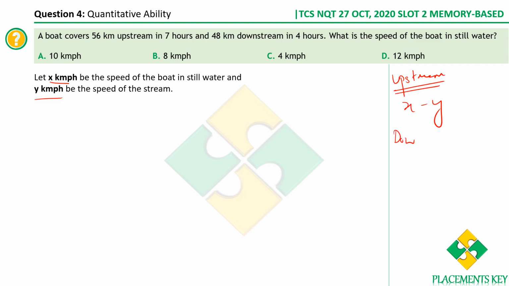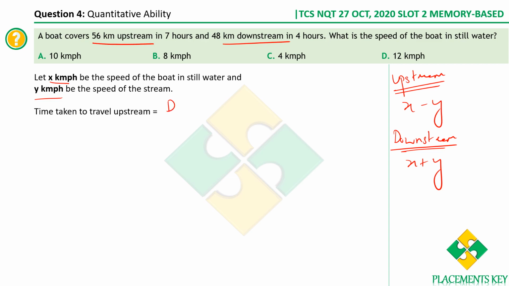Whereas if we take downstream, the speed of the boat downstream becomes x plus y, because the stream's direction and the direction of the boat are the same. Okay, now we are told that it covers 56 kilometers upstream and 45 kilometers downstream. So let's see, what is the time taken to travel upstream? We know it is what? The distance traveled divided by the effective speed.